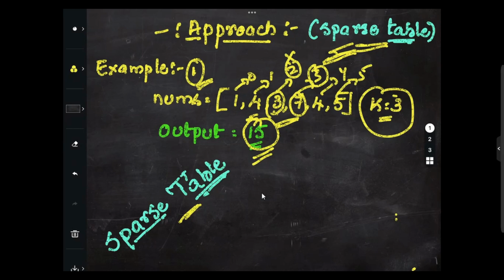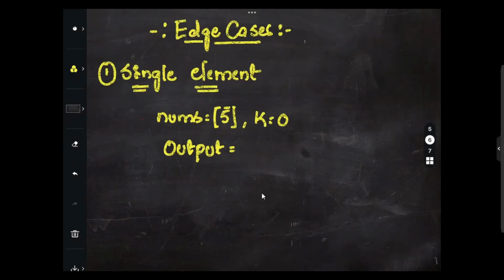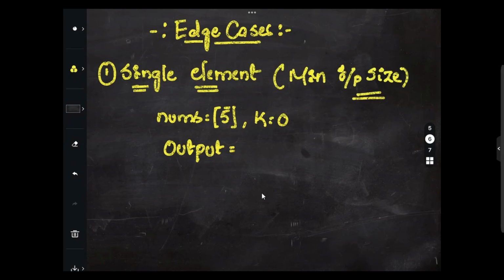So in simple terms, we made use of sparse table, right? So I hope this is completely clear. Now let's discuss the edge cases step by step. The first edge case that we'll be going with here is single element, nothing but minimum input size. I can give here minimum input size as well, right? So we'll just go with the one element for the nums array, nums of 5.